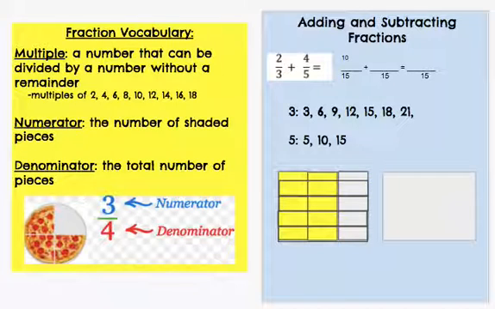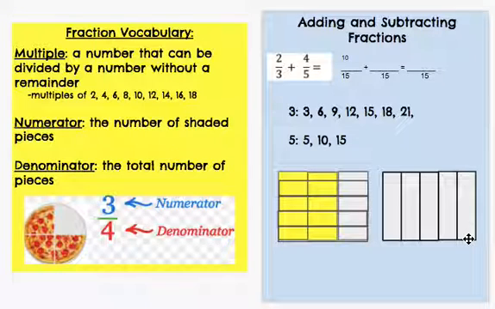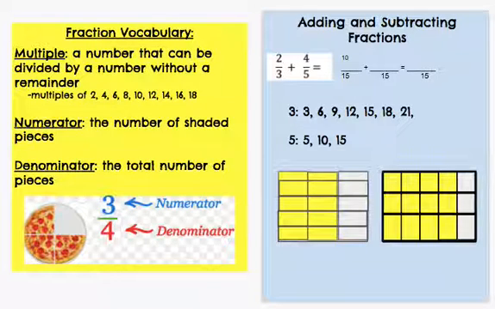Now I am ready to move on to the second fraction. I have 4/5, and I know I need to cut my rectangle into 5 pieces. Notice how I have this rectangle here cut into 5 pieces because our denominator was a 5. Now I need to figure out what that fraction is equivalent to if I cut that into 15 pieces. Notice now that my rectangle has 15 total pieces.